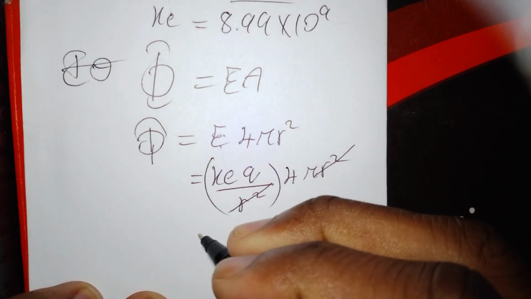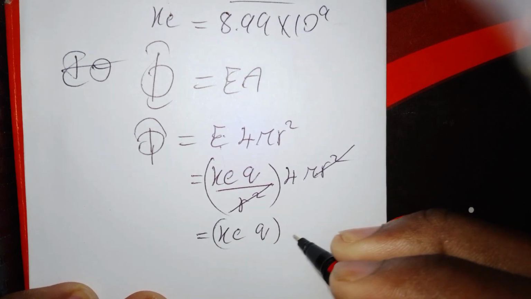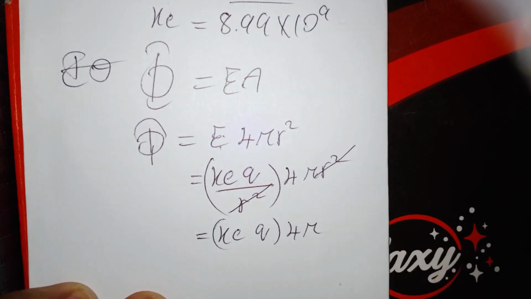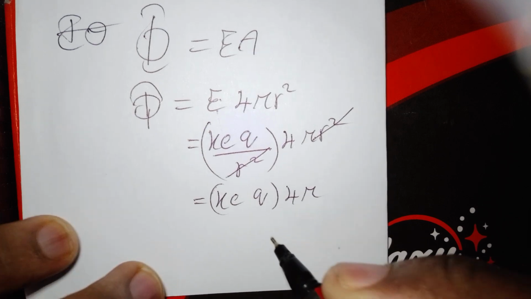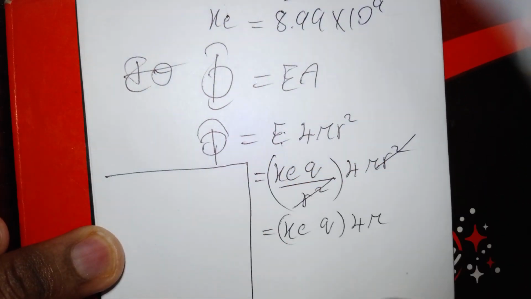Okay, what are we going to remain with? KE Q times 4 pi. Now, take note of this, yeah? For now, let me just create a square here.